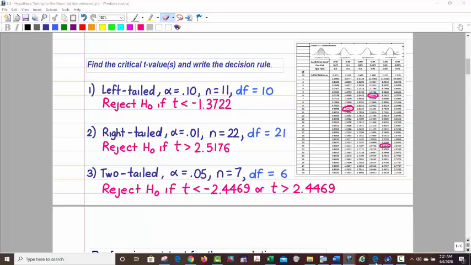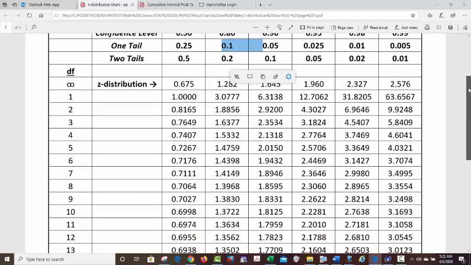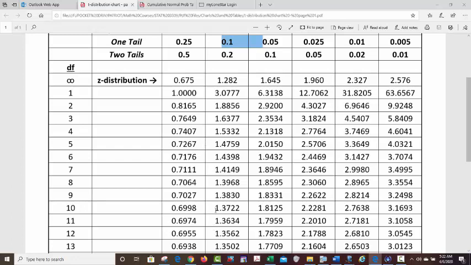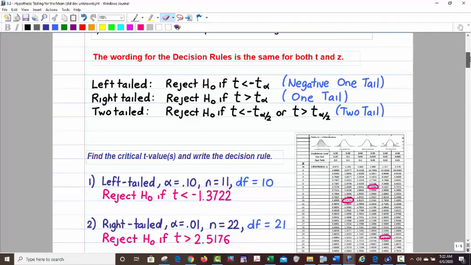So let's see if that chart came up now. There we go. So 0.10, one-tailed, and let's come down here. 10 degrees of freedom is right here, but it's going to be negative. So it's negative 1.3722. Therefore, your decision rule statement would be as follows, as you can see how it's written from back up here. For left-tailed, it's written in that form. So we have reject the H0 if t is less than negative 1.3722.